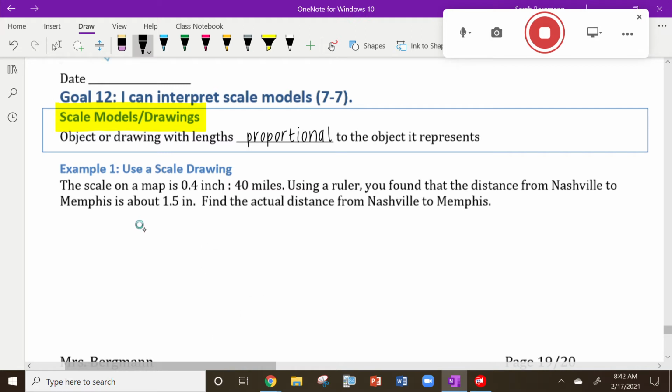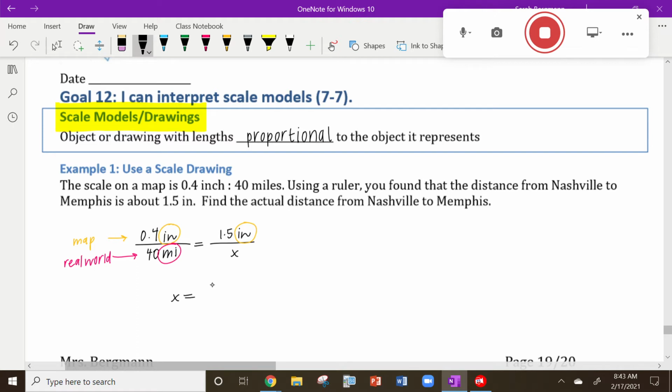So what we're going to do is that we know that this map is proportional to real life. So I know that every 0.4 inches on the map is the same as 40 miles. So I'm going to set that up as a proportion. Now I know that I measured 1.5 inches on the map. I know that needs to go in the numerator because the map in inches is in the numerator. Everything in the denominator is my real world measurement, and it's measured in miles. So whatever my answer is, the units are going to be in miles.